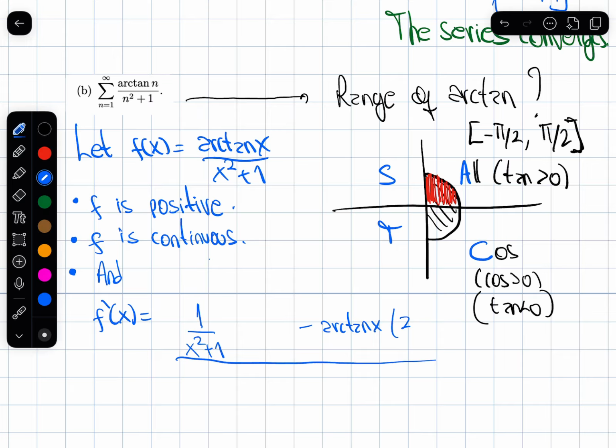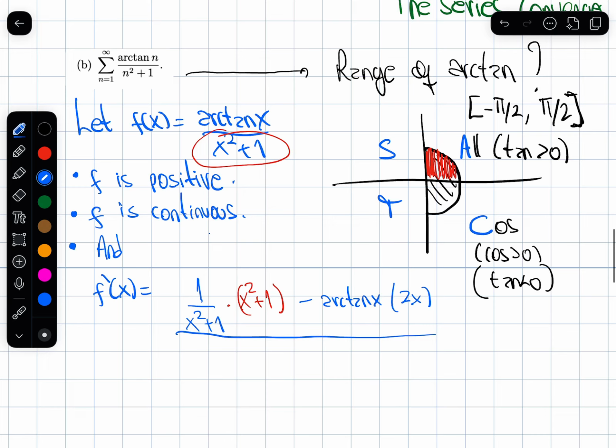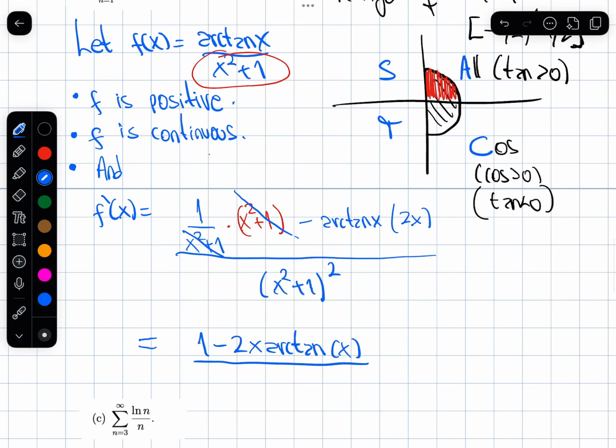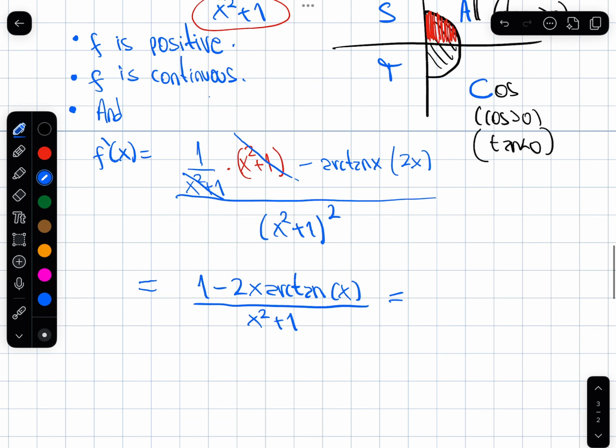The derivative of the first, the derivative of the arctangent, is this. That's correct. Times the second is just x squared plus 1. And then the first, arctangent, times the derivative of the second, and that's 2x. All of that divided by the second squared. And so these cancel. I get 1 minus 2x arctangent x divided by x squared plus 1. So I want to see if this is decreasing.